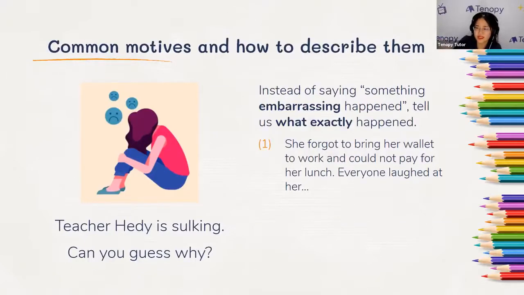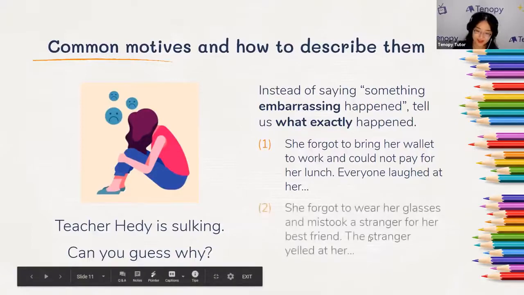Is it too embarrassing that you don't want to tell us? No, you shouldn't. You should tell us. What is that embarrassing thing? For example, she forgot to bring her wallet to work and could not pay for her lunch. Everyone laughed at her at the canteen. Bad, bad thing. Okay, very embarrassing, right? What about this one?